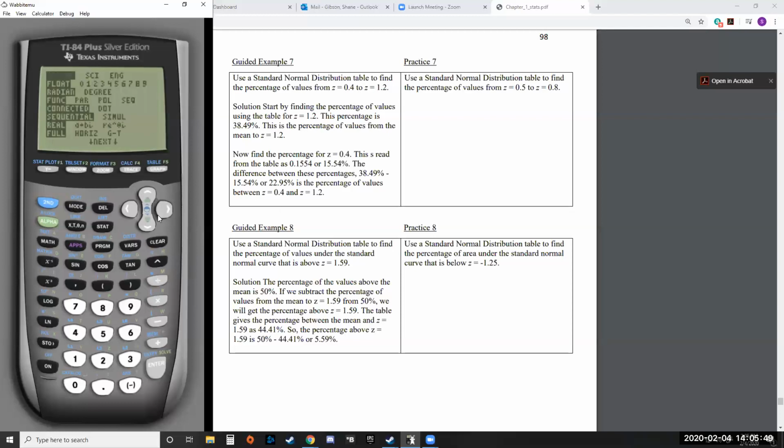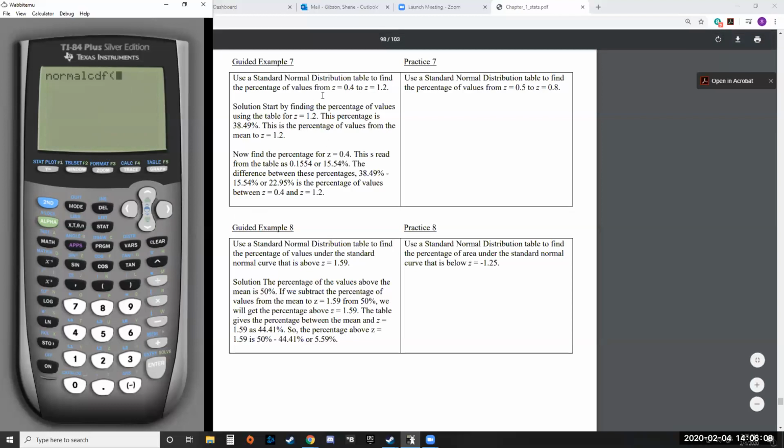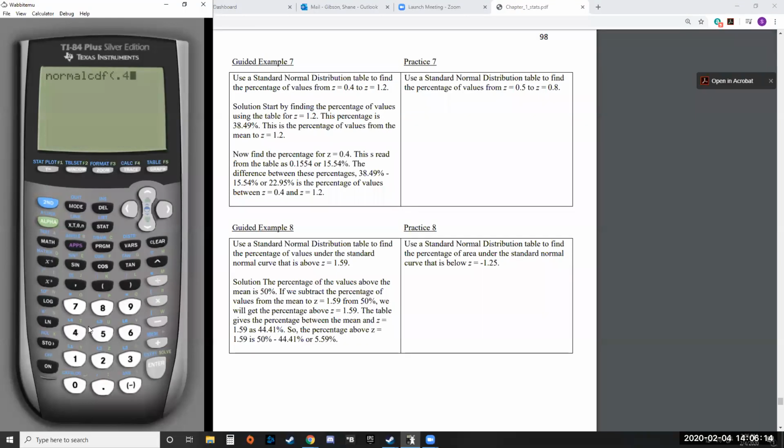So real quick, if your calculator didn't look like that, let's see, if you go to mode, it's the stat wizard thing, right? I realize some models of the calculator don't even have a stat wizard, so I figure I'll show you how to do it the other way. But it's pretty much the same thing. We go to NormalCdf, but instead of entering the lower and upper, we have to kind of type them in manually. So if we go back to guided example 7, 0.4 would be our lower. And here we have to enter a comma, which is right above 7, and then our upper, which is 1.2, and close parentheses. And that should give us our 22.95%. Okay, so that's your workaround if you don't have the stat wizard.